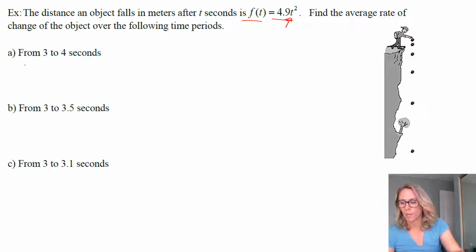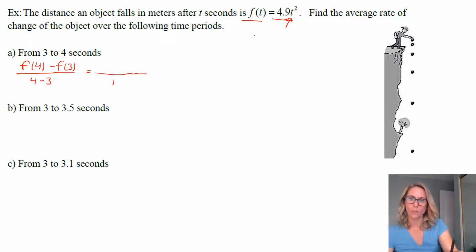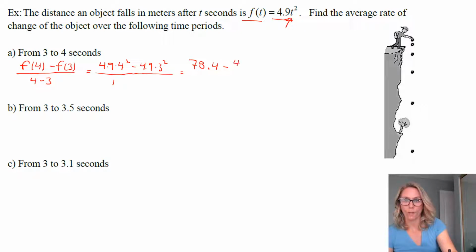So for example, in order to find it here, we find f of 4, we subtract f of 3, and then we just divide by 4 minus 3. So in the span of 1 second, we take our function f of t, and we plug in 4.9 times 4 squared minus 4.9 times 3 squared. And we find those values and we subtract them. That's 78.4 minus 44.1.